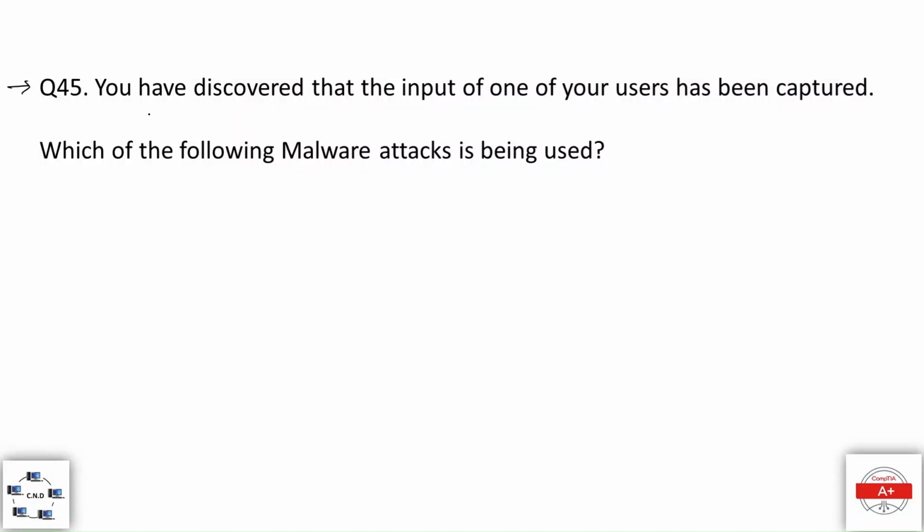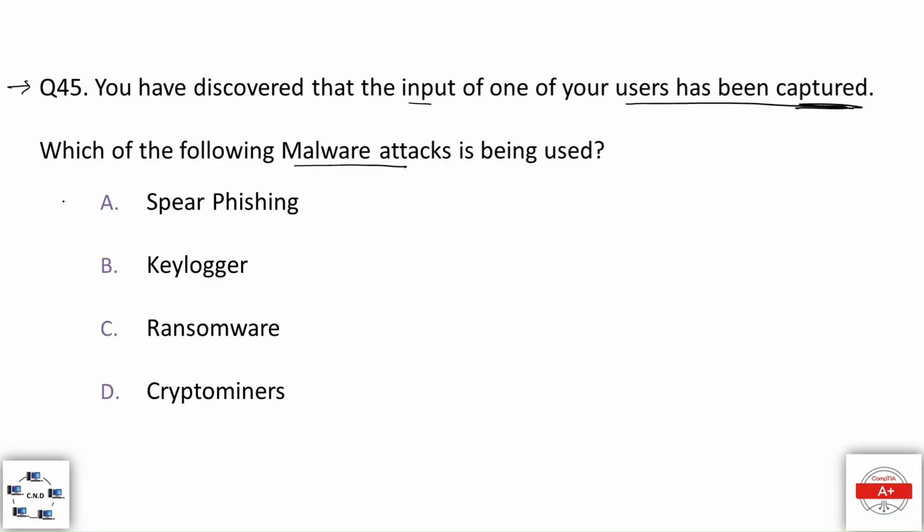Question number 45. You have discovered that the input of one of your users has been captured. Which of the following malware attacks is used? The options are option A, spear phishing, option B, keylogger, option C, ransomware, and option D, crypto miner. So you can see we are having questions related to these malware attacks, and by now you should be able to know what type of malware does and how does it operate.